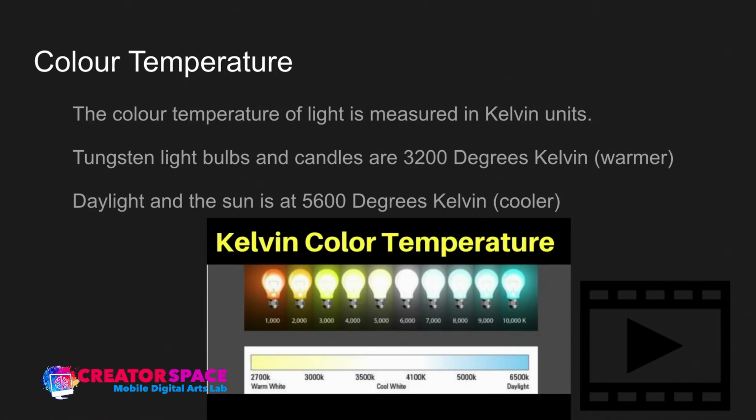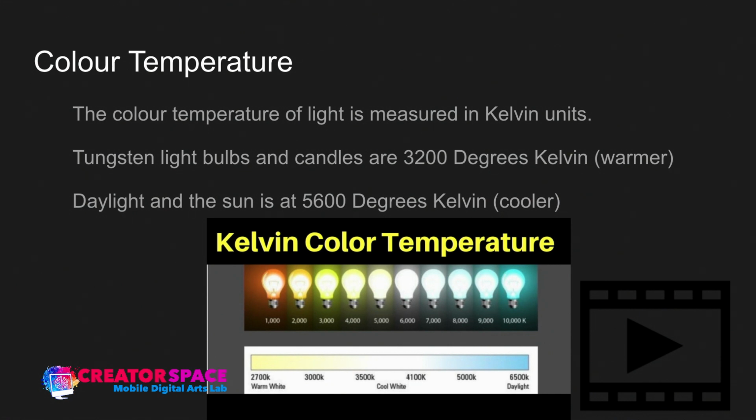Okay, so color temperature. This is a great thing to explore, because what does color temperature mean? Color temperature of light is measured in Kelvin units, or degrees Kelvin, or they'll just be called Kelvin. So tungsten light bulbs and candles are 3200 degrees Kelvin, so they're warmer. You can see on this chart at the bottom, it goes towards the left, the warm side, with 1000 being essentially like a red. And then daylight and the sun is all the way at 5600 degrees Kelvin, cooler, right?